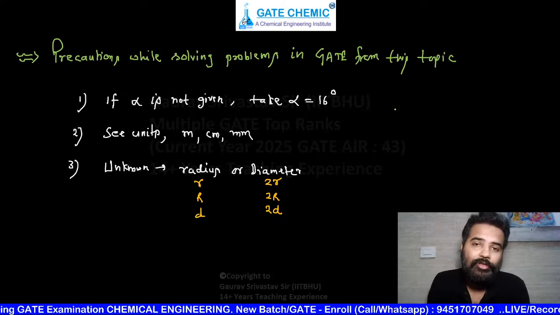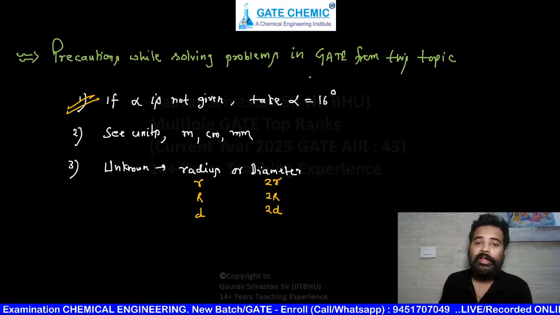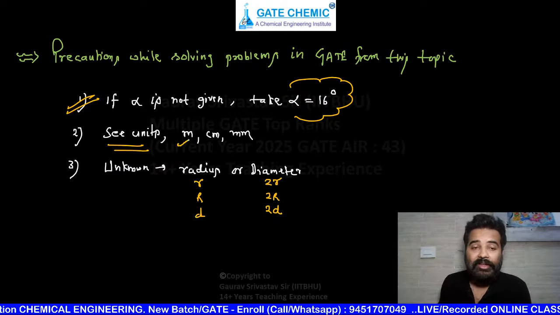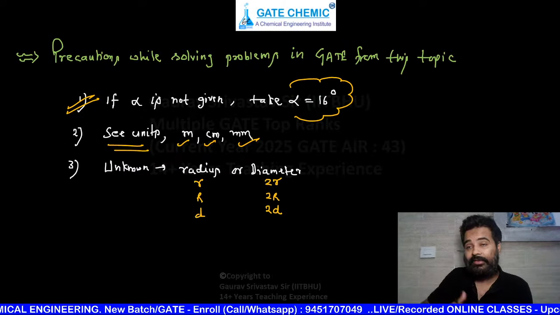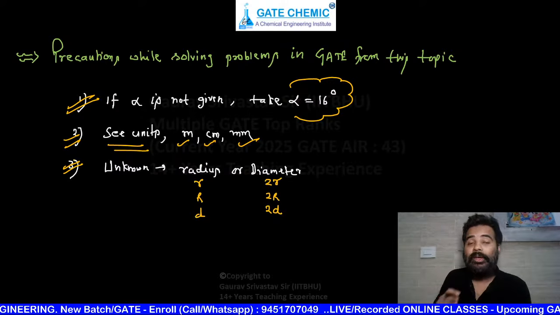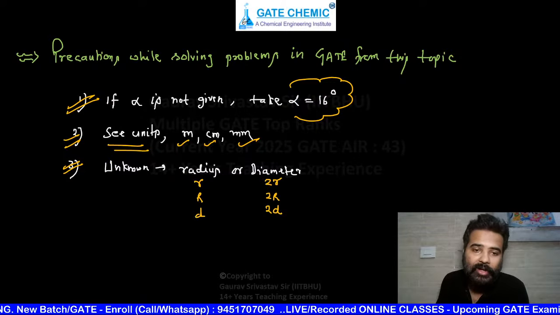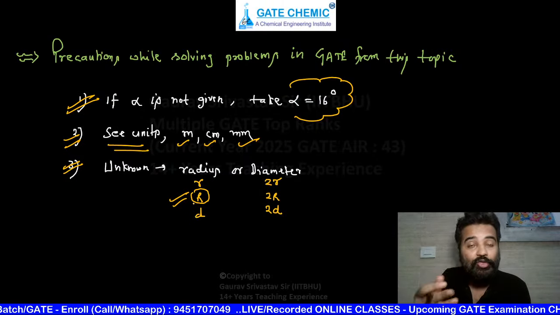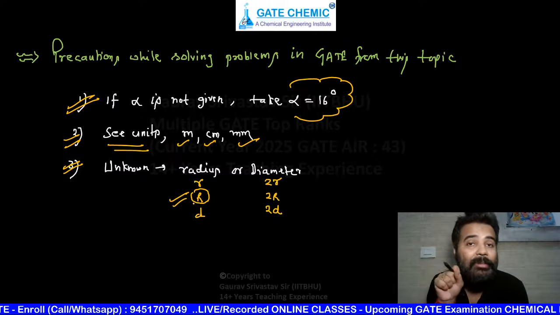Okay, now precautions while solving problems in GATE from this topic. If alpha is not given, my dear students, you have to take alpha as 16 degree from your side. Don't forget to see units, like whether they are asking in meter, in centimeter, or in millimeter. Maybe they are giving you data in centimeter and they are asking the answer in meter. So please don't forget. And most important, this third one also, maybe they are asking the diameter of rolls, and after calculation you are getting this R and you are writing the answer. No, no, no, this is radius. They are asking about diameter. So please, while solving numericals from this topic, see whether they are asking about diameter or radius.